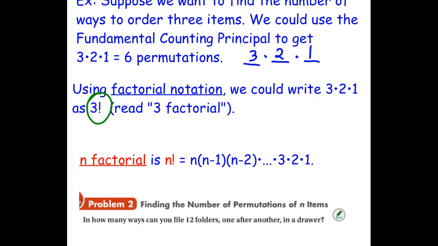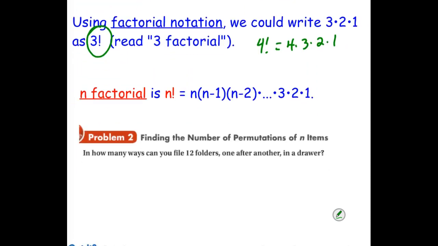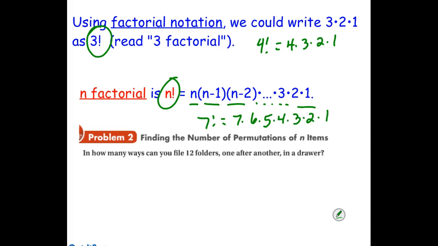So 3 factorial was 3 times 2 times 1. 4 factorial would be 4 times 3 times 2 times 1. All I'm doing is taking the number and multiplying it by all of the integers down to 1. So n factorial would be n times 1 less, times 1 less than that, and I'm going to keep going till I get all the way down to 1. So 7 factorial would be 7 times 6 times 5 times 4 times 3 times 2 times 1.